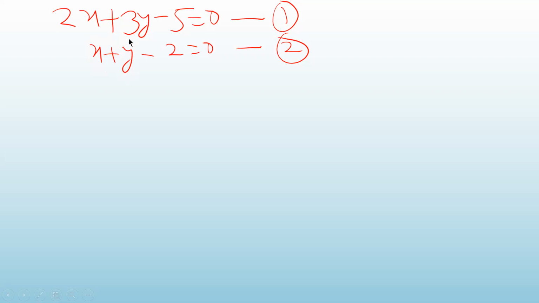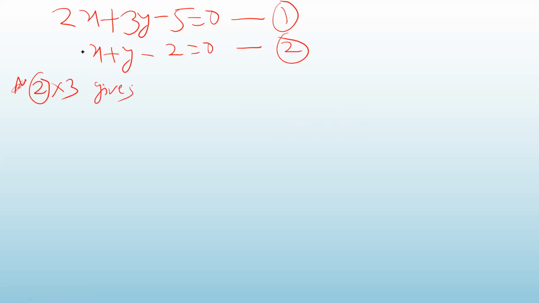Either way you can do it. So what I will do, I will make the coefficient of y same in both the equations. What is the coefficient of y in the first equation? It is 3. Can I make the coefficient of y 3 in the second equation? Yes, I can. How? Multiply the second equation. The second equation, I'm multiplying by 3. So what will I get?